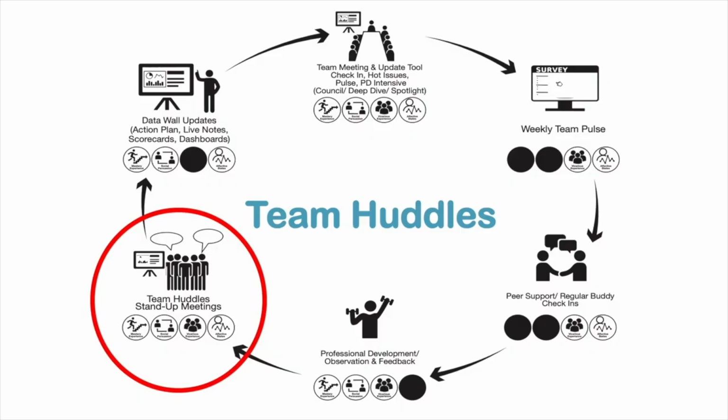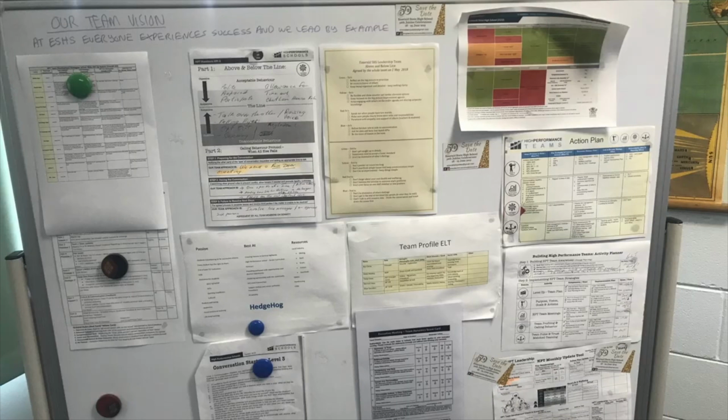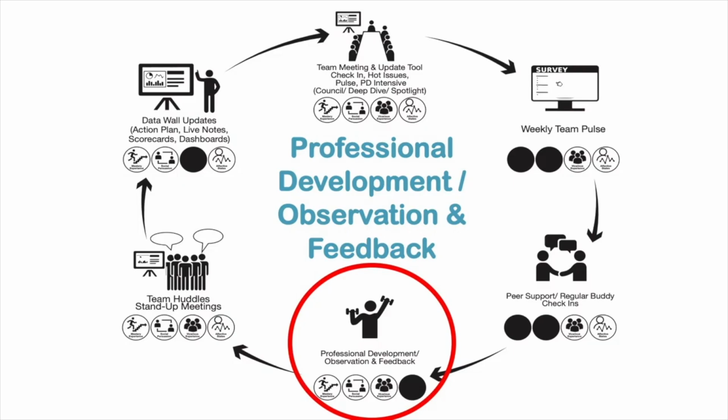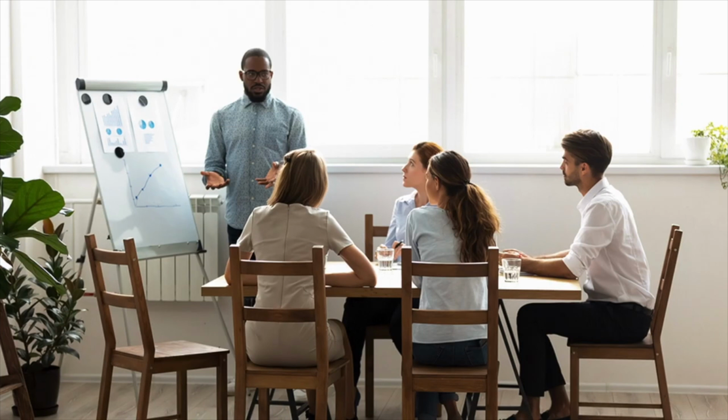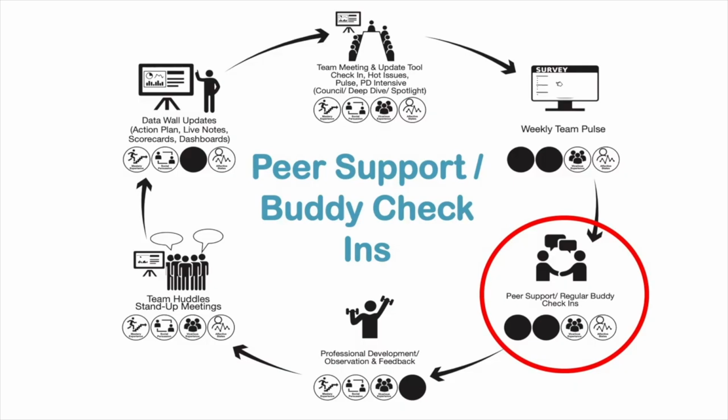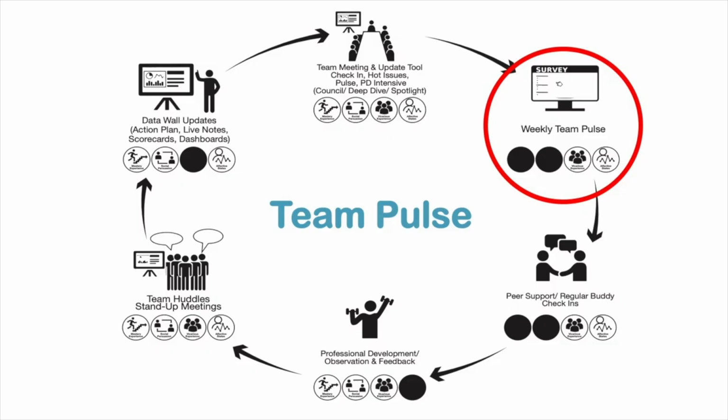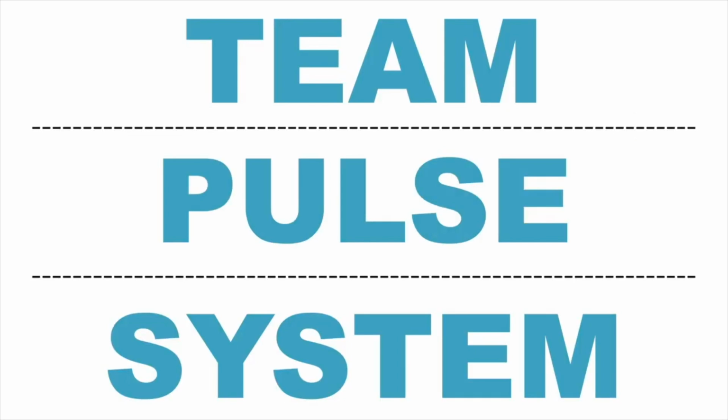Second activity to profile are team huddles. That's those remote or face-to-face get-togethers around the team's data wall. The third area is professional development, again, be it face-to-face or remote in the current time. Buddy check-ins, another part of the activity, where we do one-on-one check-ins, be that virtual or face-to-face. And finally, our team pulse, the weekly team pulse, the monthly scorecard discussion.